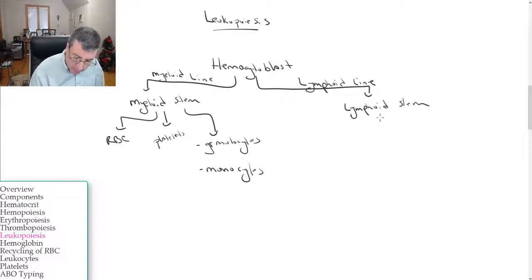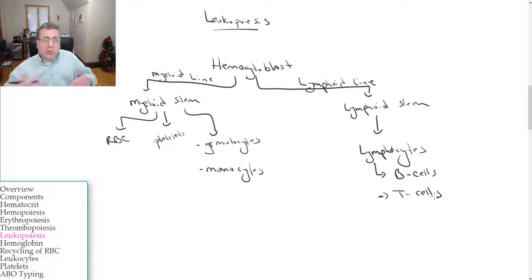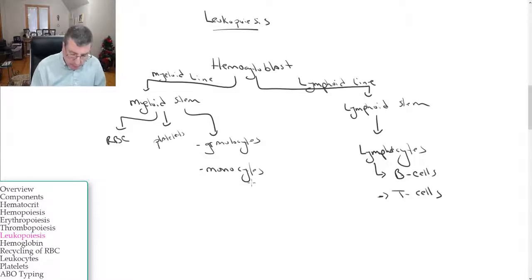And the lymphoid stem cell line takes you to lymphocytes, of which there are two flavors. There's going to be B cells and T cells. This is what we're basically looking at on your two different things. So as you can see, most of the myeloid line produces most of this stuff.